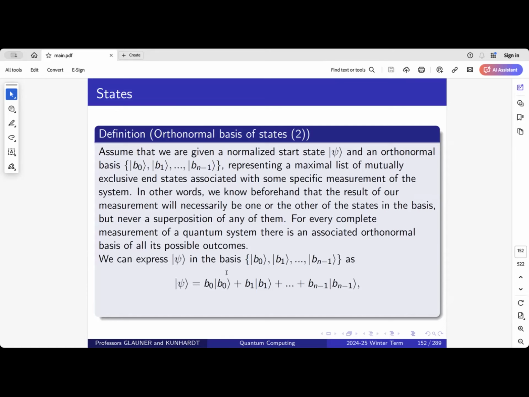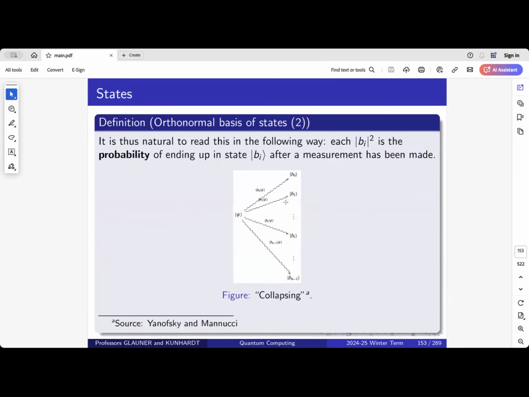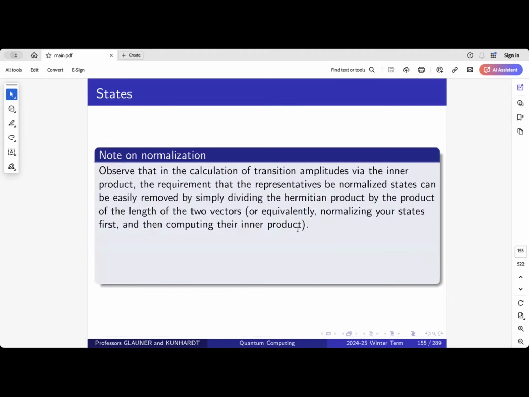Here there are a few more generic notes on orthonormal bases of states, if you care about this, and that you have multiple of these end states. Later with quantum computing, we just have 2, 0 and 1. And what is denoted here is our quantum system collapsing into one of these end states. And what we have just calculated are the transition amplitudes for that.